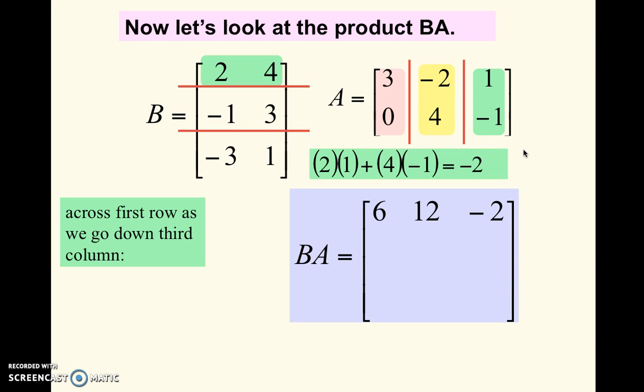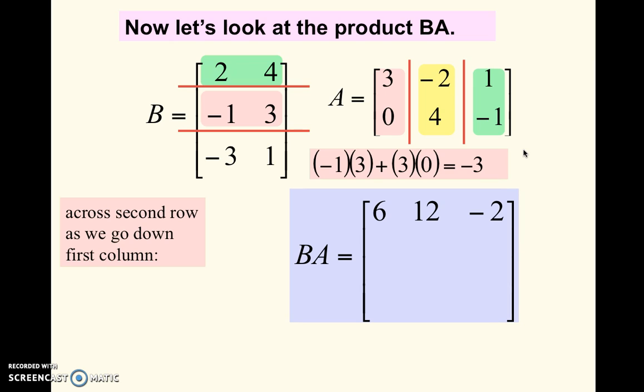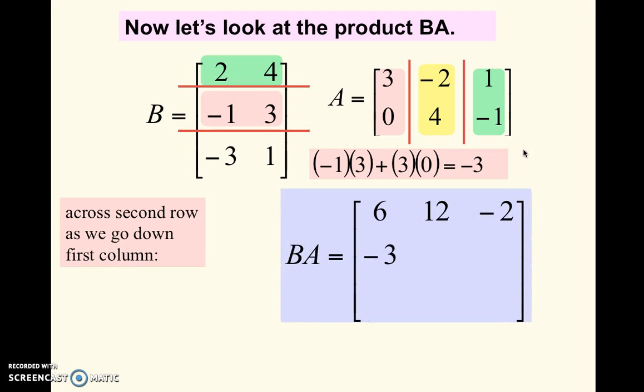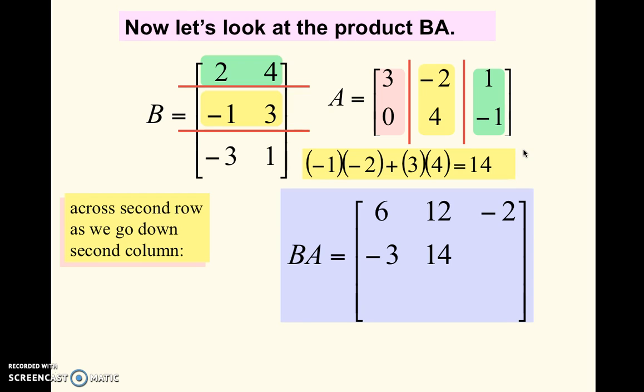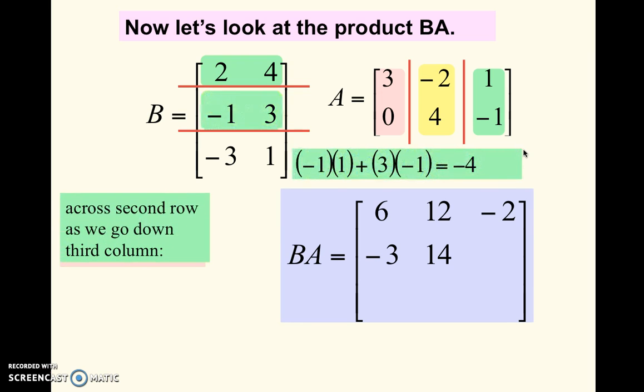Now we're going to switch down to row 2 in matrix B, and we're going to multiply down the columns in matrix A, starting off with column 1. So we end up with negative 1 times 3 plus 3 times 0 gives us negative 3. Then we're going to go negative 1 times negative 2 plus 3 times 4, which gives us 14. Then we're going to end up with negative 1 times 1 plus 3 times negative 1, which equals negative 4. There is our next element.